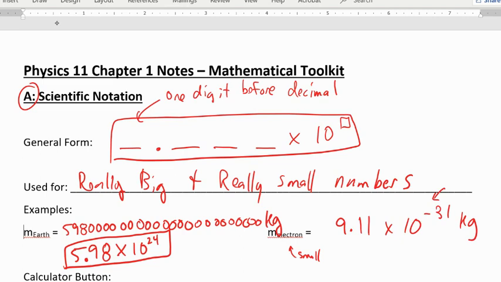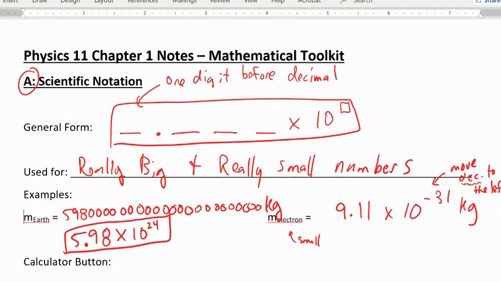Our sign on our exponent will just be a negative number, and that's saying, move the decimal to the left to represent a really small number. So this is my short form for decimal. That's what the negative means in that exponent. Okay, so let's break that apart in a little more detail.